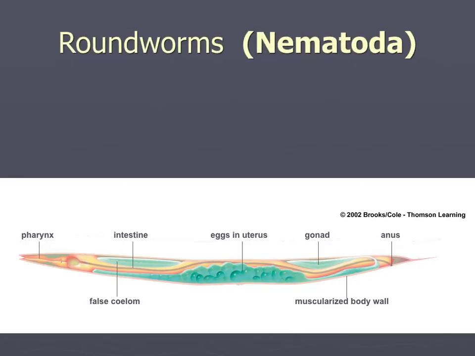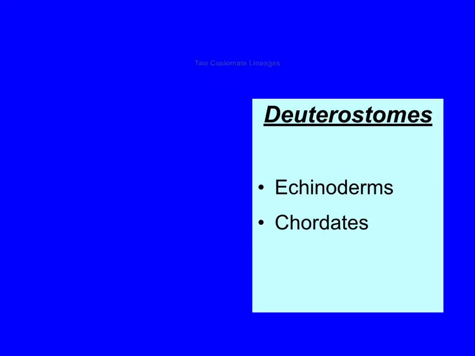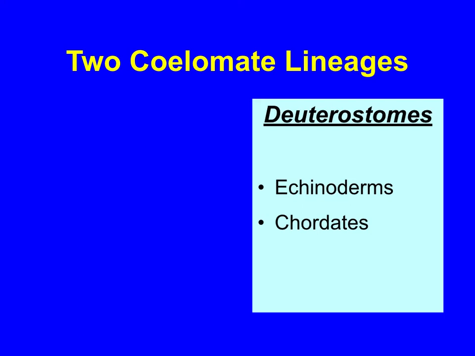So now we're going to move into the roundworms, which are the nematodes. Nematodes, many possess a cuticle, which is a non-living outer layer secreted by the epidermis. This will restrict growth and must be molted before they can move on. All right. We look at the nematodes: pseudocoelom, a false coelom, not lined with mesoderm. They have a complete digestive system. And then we see that you have 2 coelomate lineages.